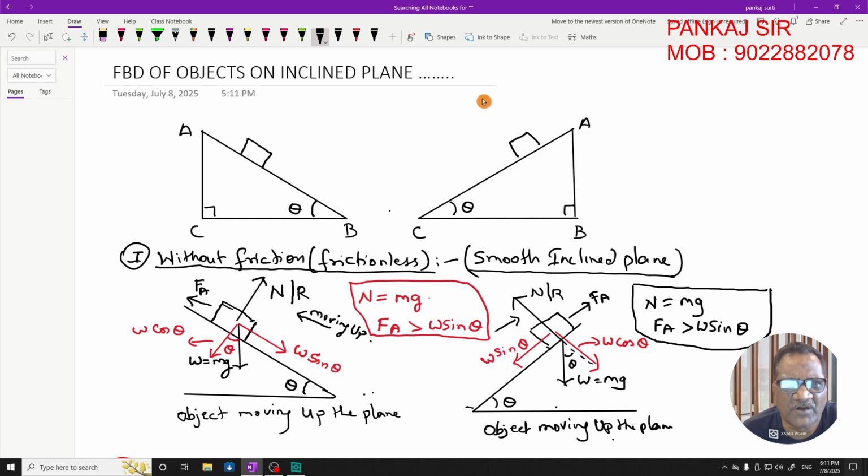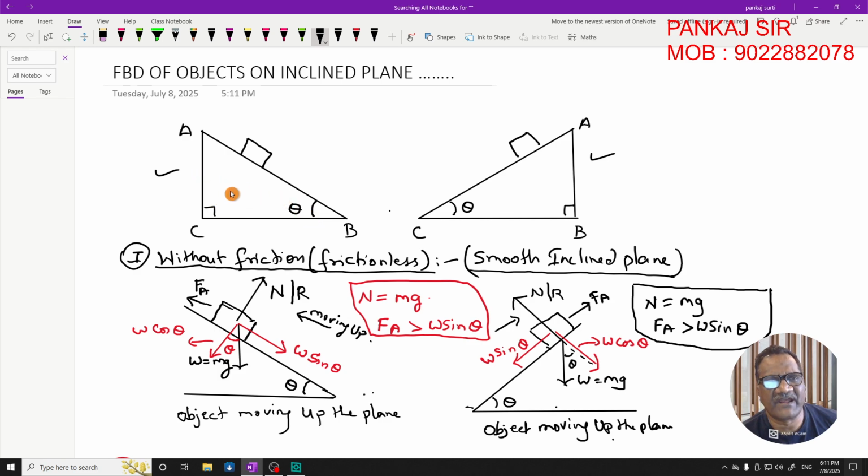The objects normally taken are rectangular in shape, just to depict them, and the inclined planes can be shown either like this one, or like this one. In either case, you are not doing anything wrong, whether you keep the inclined plane in this way or in this way. The angle of inclination theta is this angle theta.